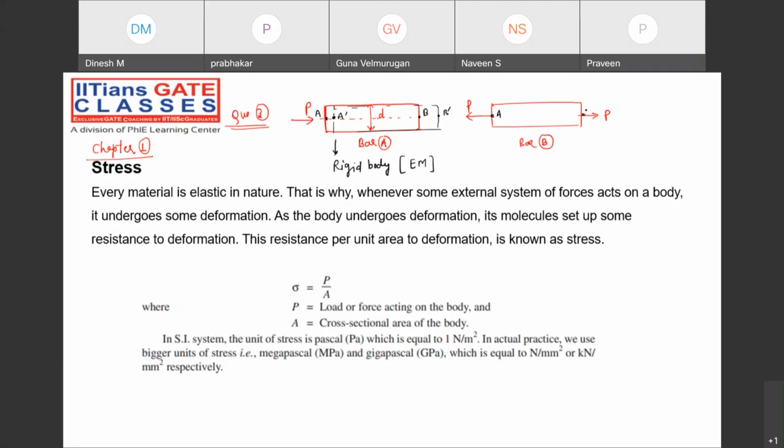But in this case, this is point A and this is point B. When you pull it out, there will be deformation like this, and the distance between A dash and B dash will change. When there is deformation, you know it's not a rigid body, it's a deformed body. Engineering mechanics will not be able to solve this bar B problem, we have to solve it using SOM. Note down, very, very important: understanding the difference between bar A and bar B.